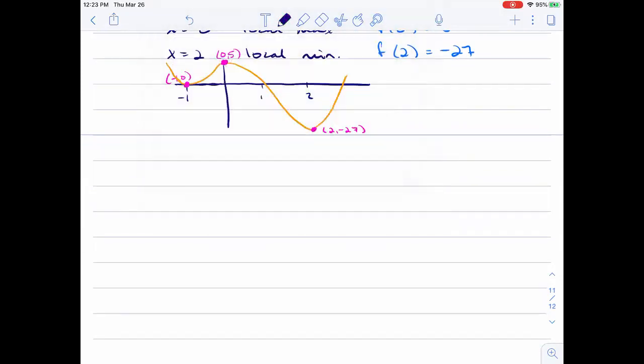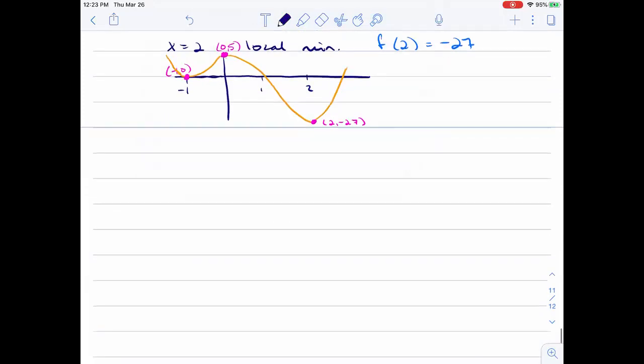So let's have a look at the second derivative. We'll check for questions here. I see none.